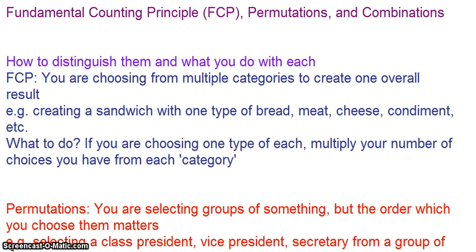So if we're using the fundamental counting principle, you're going to be choosing from multiple categories to create one overall result. So say you were making a sandwich, and you're going to use one type of bread, one type of meat, one type of cheese, one type of condiment, whatever. That's an example of fundamental counting. So you're going to take your number of choices for your bread, multiply by your number of choices for your meat, multiply by your number of choices for cheese, and so forth.